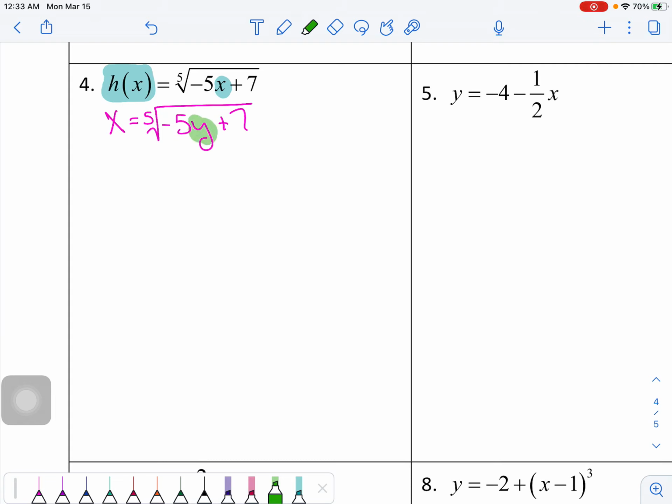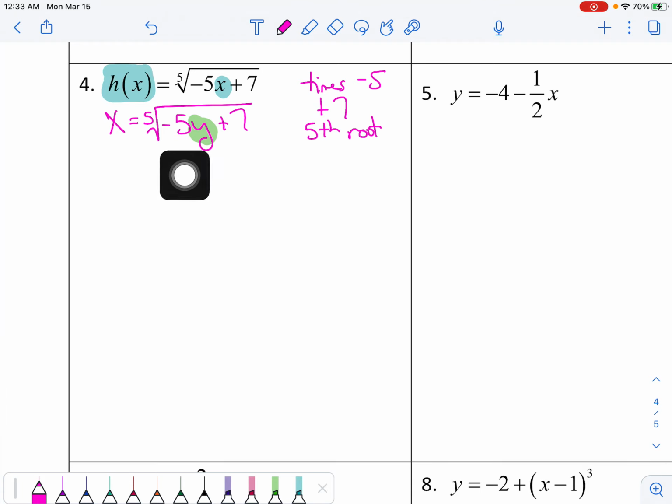But if we look for y here, what's attached to y? Well, we are multiplying, or times by negative 5. We're adding 7, and then we have the 5th root. Okay, so, whoops, I'm trying to grab something. I was trying to grab this. So we have y times negative 5, so negative 5y plus 7. There's my plus 7. And then this whole expression, we're taking the 5th root of it. So start at the bottom of the list and start working your way up to the top.